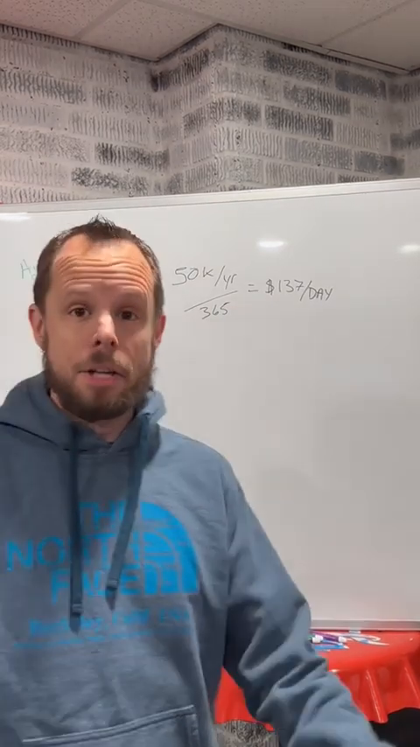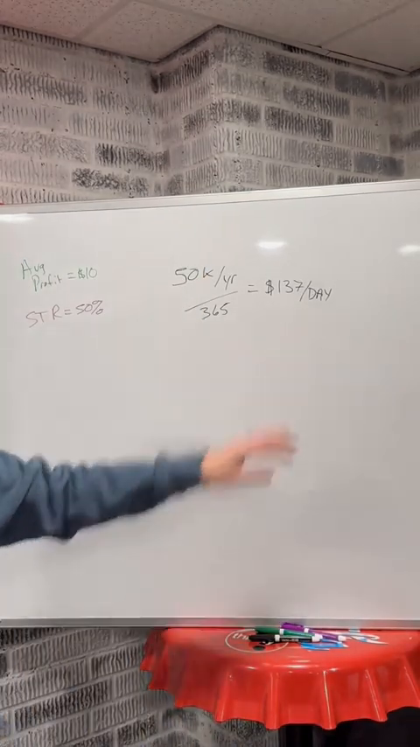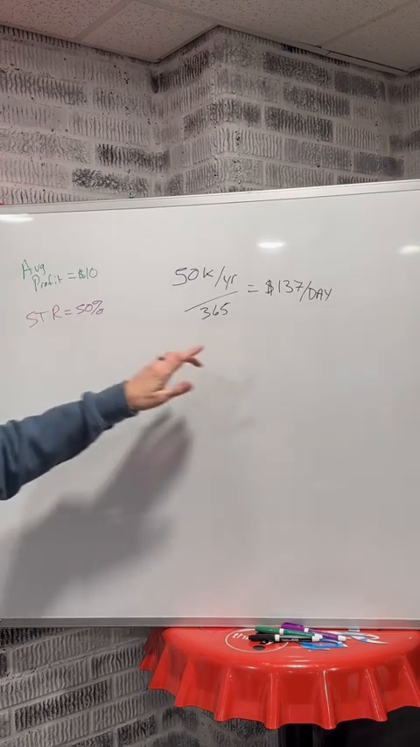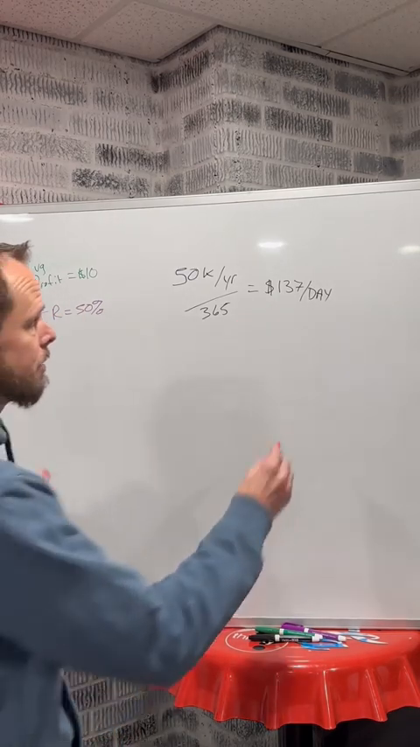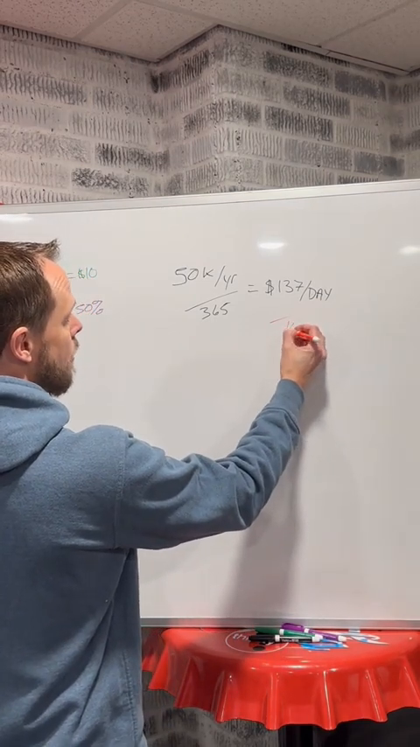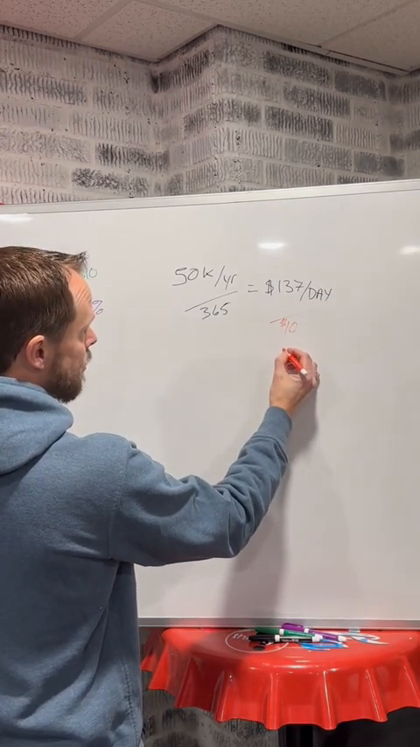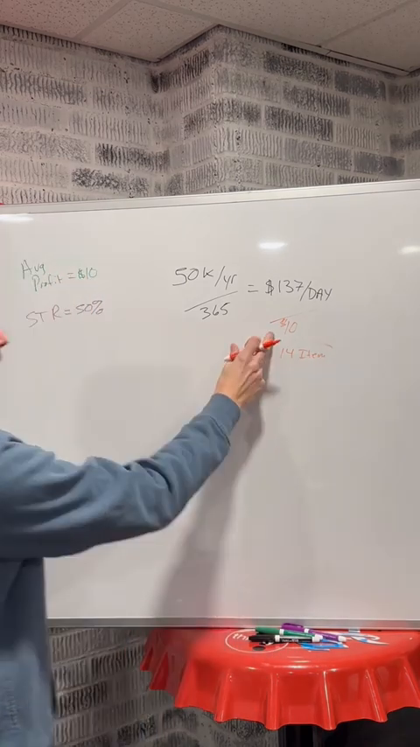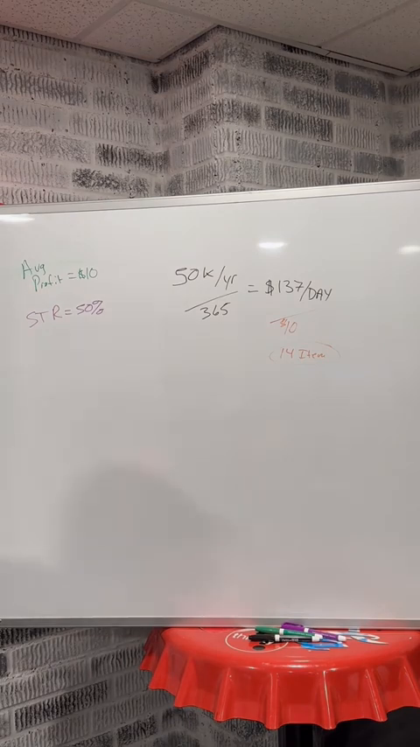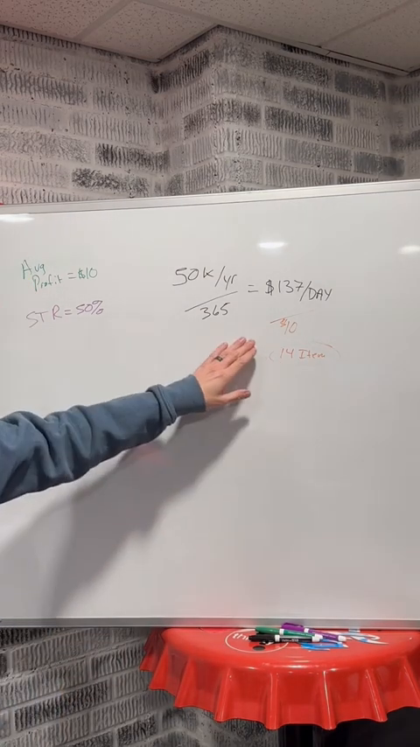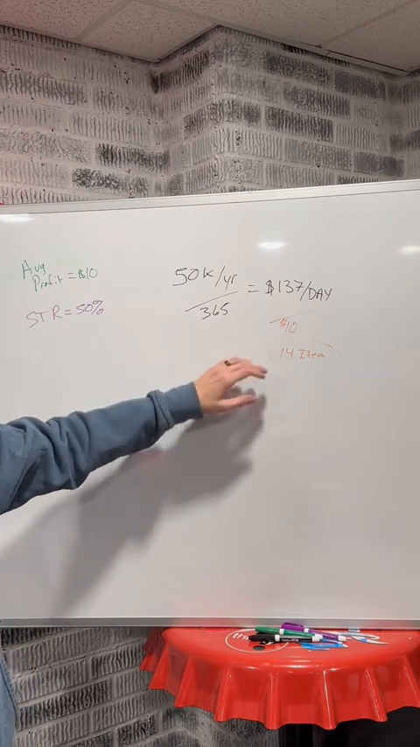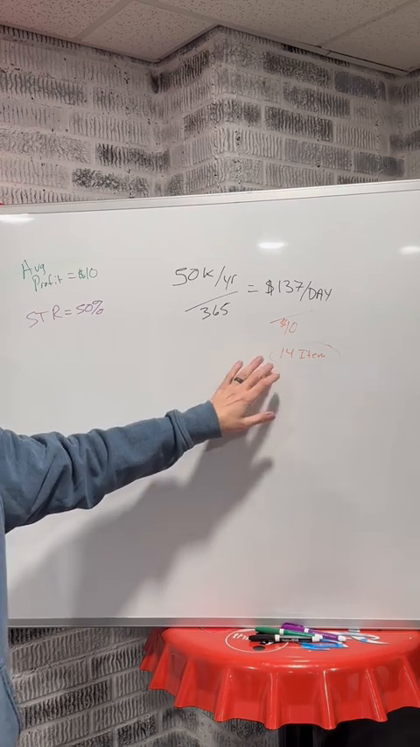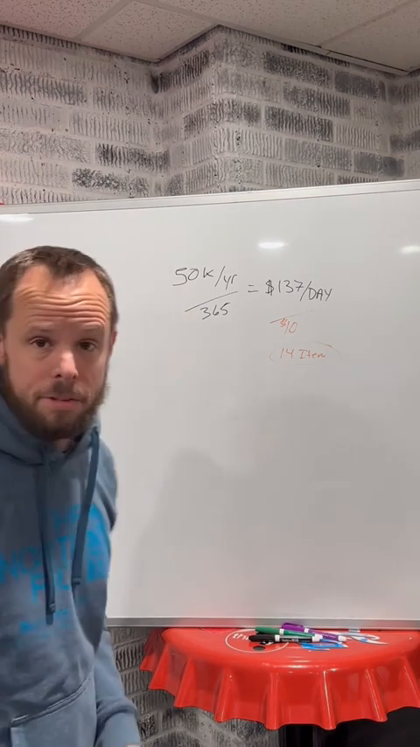Here's where we get into how many items you have to sell every single day to make this number. If you remember back here, our average profit is $10 per item. So what we need to do is divide our 137 by our $10 an item, and that's going to round up to 14 items per day is what we have to sell at a $10 profit to make $50,000 a year. So again, you take your 137 a day, divide it by your average profit per item, which in this case is $10, and now we have to sell 14 items a day to make our 50K.